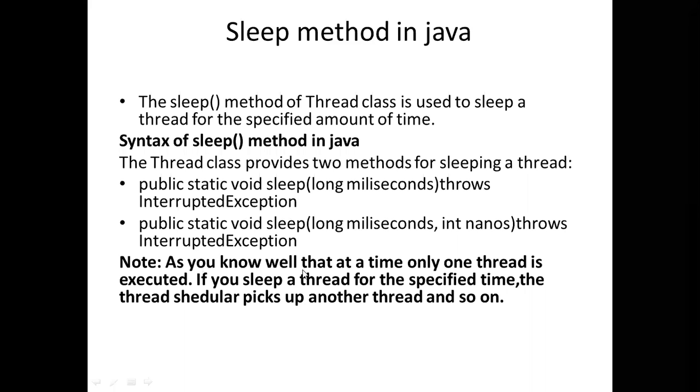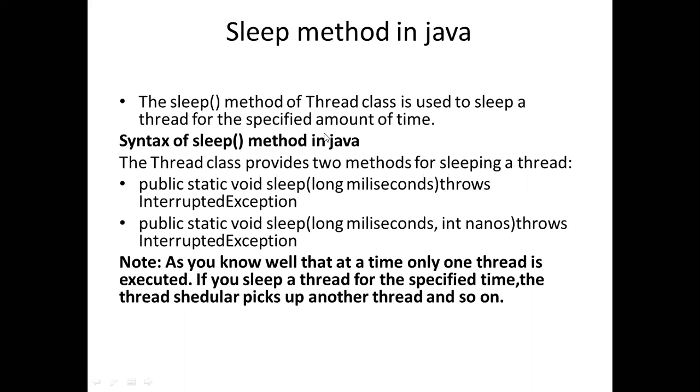As we know, at a time only one thread is executed. So if you sleep a thread for a specified time, the thread scheduler will pick up another thread. This is the functioning of the sleep method. Why do we require it? Because we have multiple threads in a single process, but at a time only a single thread will be executing.